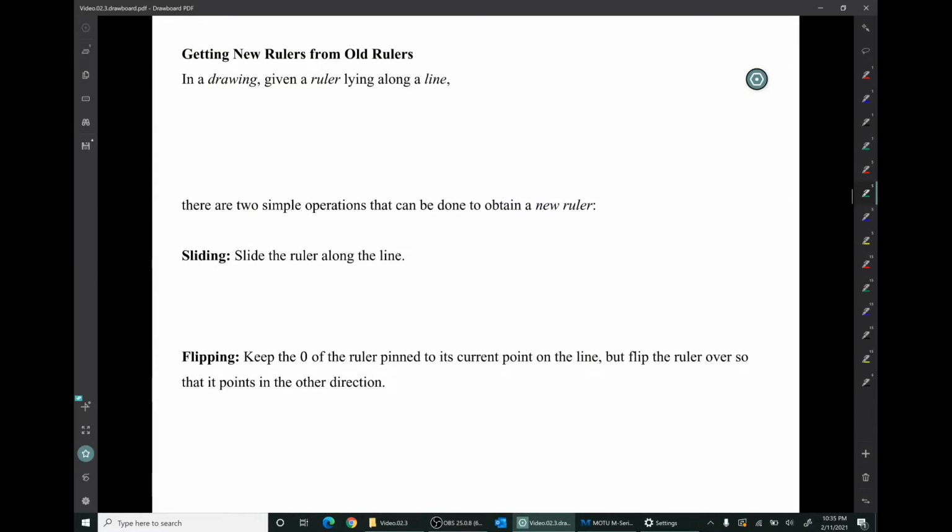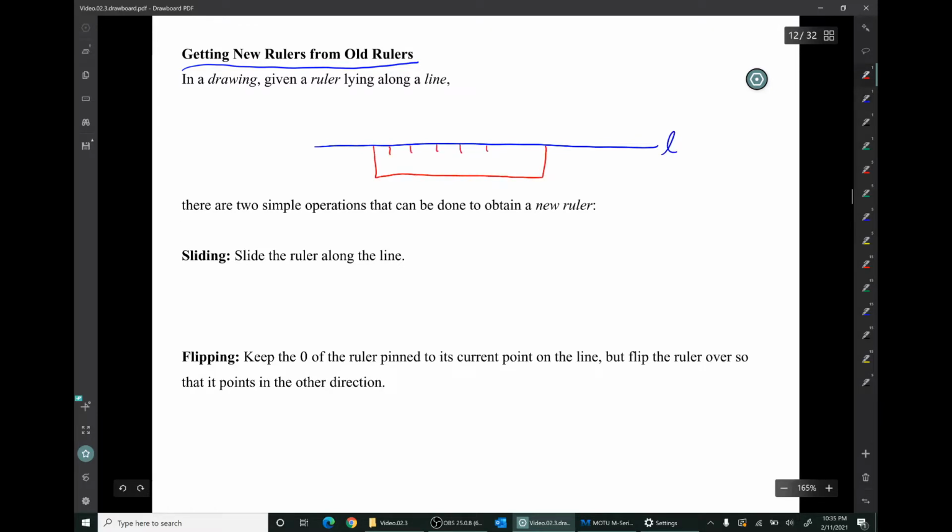Now I want to discuss material from section 2.3. The first topic is getting new rulers from old rulers. I'll start by discussing the way we measure distance in a drawing. In a drawing, given a ruler lying along a line, so for instance here could be your line L, and you could have a ruler. Now I'm going to draw the ruler that way. That's meant to be a ruler with the 0 where it's shown and then the positive numbers going off to the right. There are two simple operations that can be done to obtain a new ruler. One is that you can slide the ruler along the line.